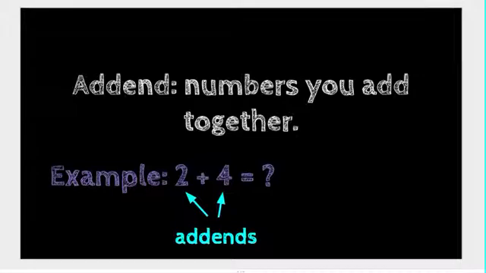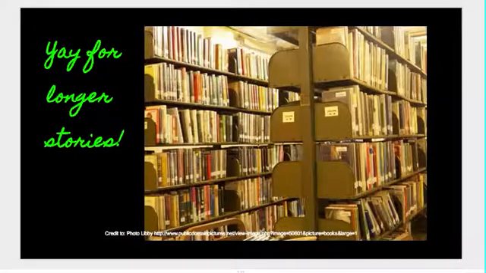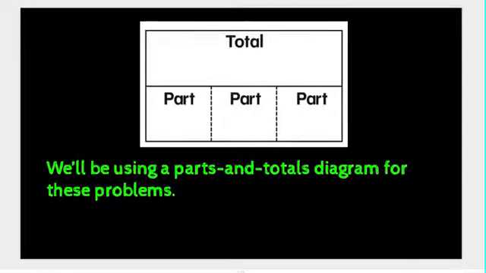So we're using addends today and number stories again. Last time we used shorter stories, but this time we are going to do longer, a little bit more complicated stories than what we've done before. So that's why we're going to be using some tools to help us with some longer, more complicated word problems. Today, and you've seen this before, we'll be using what's called the parts and totals diagram for our word problems.